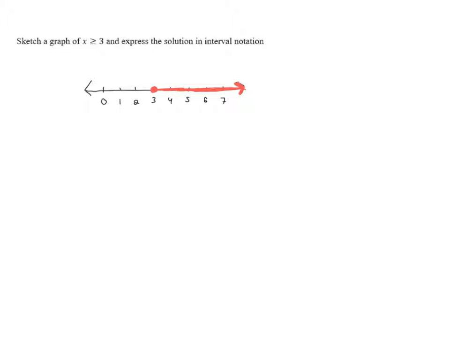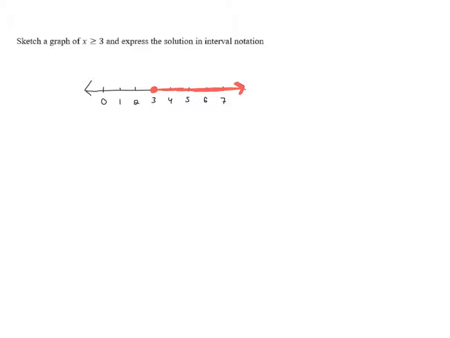So before, when x was just greater than 3, we had an open circle to say that 3 wasn't a solution, but when it's allowed to be equal to 3, we use a closed circle to denote that. So this is the graph of x is greater than or equal to 3.